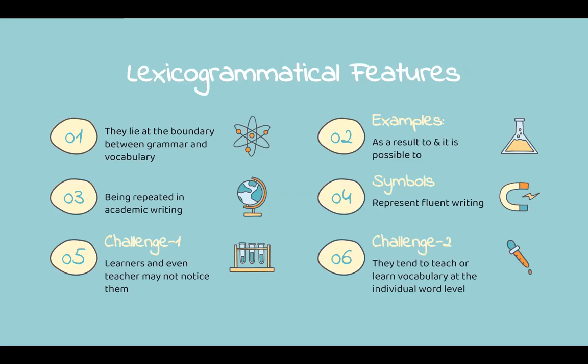Finally, lexicogrammatical sequences. They are a set of words in fixed sequences, and learners would not remember them word by word. They lie at the boundary between grammar and vocabulary. Phrases such as a result of, it is possible to, are both lexicogrammatical sequences. These word sets are often repeated and are used as a structure in writing.